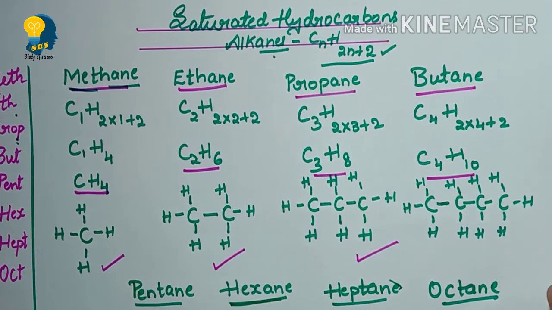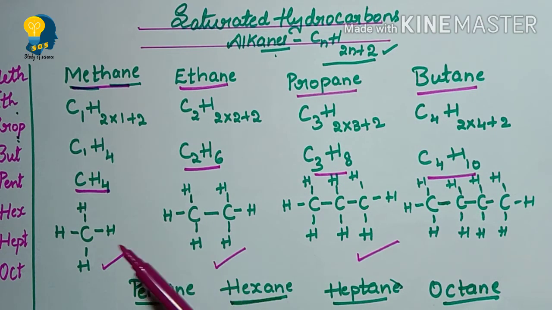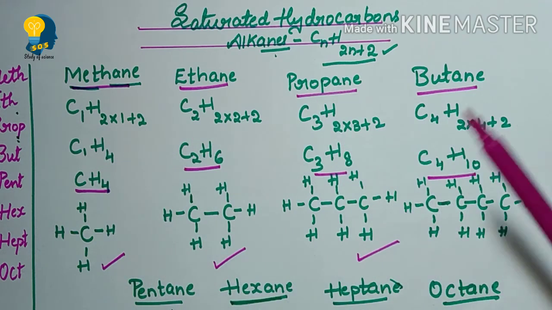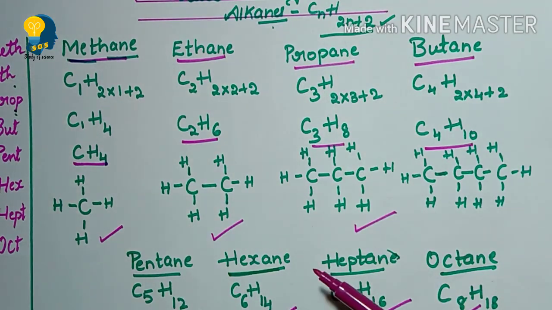Hope you all have understood how to write the molecular formula and structural formula for methane, ethane, propane, butane. You can also try for pentane, hexane, heptane, octane.